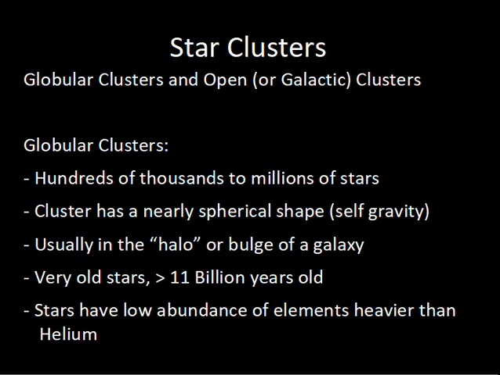Another characteristic is that there's a low abundance of elements heavier than helium, what astronomers call metals. They're calcium, carbon, oxygen, nitrogen, iron, etc. But low abundance, these are more pure hydrogen and helium stars than in the disk of the galaxy. So those are some of the big characteristics of the globular clusters.